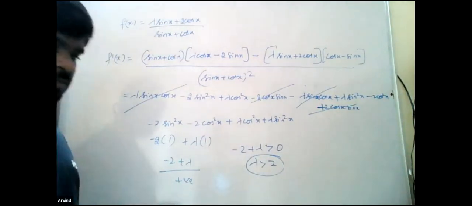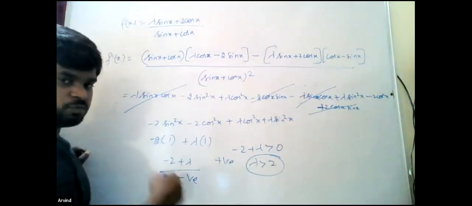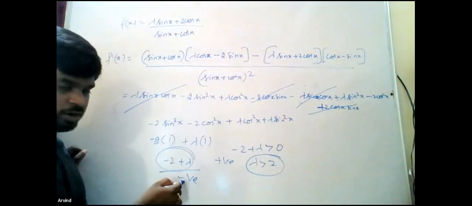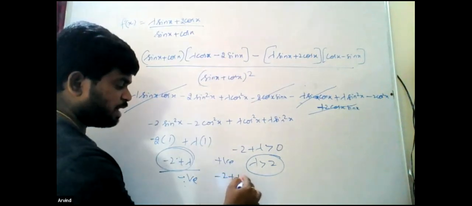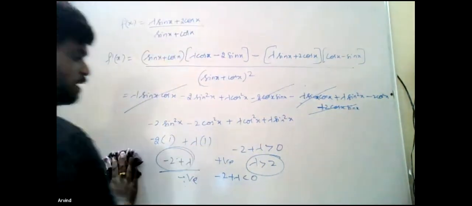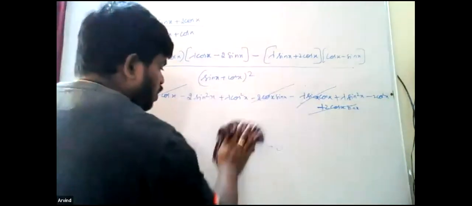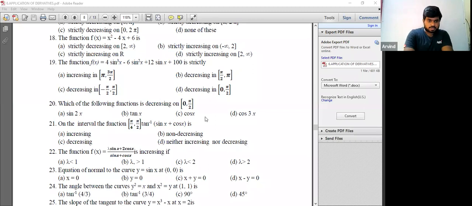Suppose the denominator was negative, the entire answer should still be positive, so the numerator should be negative, because negative by negative gives positive. Then we would take minus 2 plus lambda less than 0. So it depends on the question. Since it is given as increasing, we have lambda greater than 2. In all the problems, we are doing the same stuff again and again. Okay, let's go to the next question. So lambda is greater than 2, option D is correct.